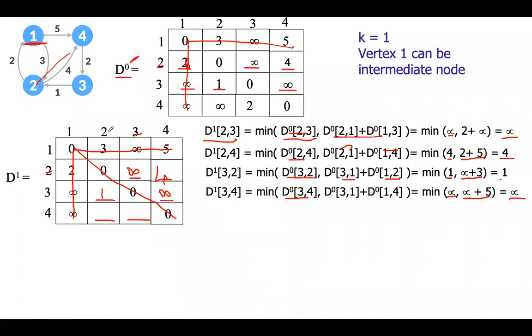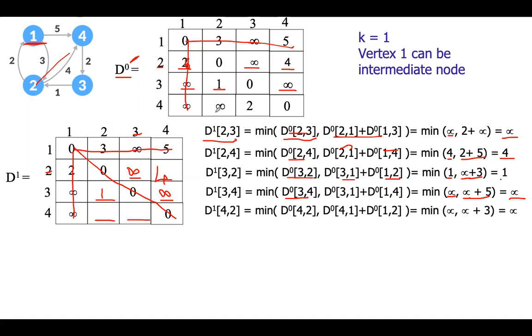Next, d1 of 4 to 2. I need to find out d1 of 4 to 2, which will be equal to d0 of 4 to 2. d0 of 4 to 2 is infinite. And 4 to 1, 1 to 2. I need to find out 4 to 2 through vertex 1, so 4 to 1 I will go, and then 1 to 2. 4 to 1 is again infinite, plus 1 to 2, which is 3. Infinite plus 3 is infinite. Minimum of infinite is infinite. So here also it will remain infinite.